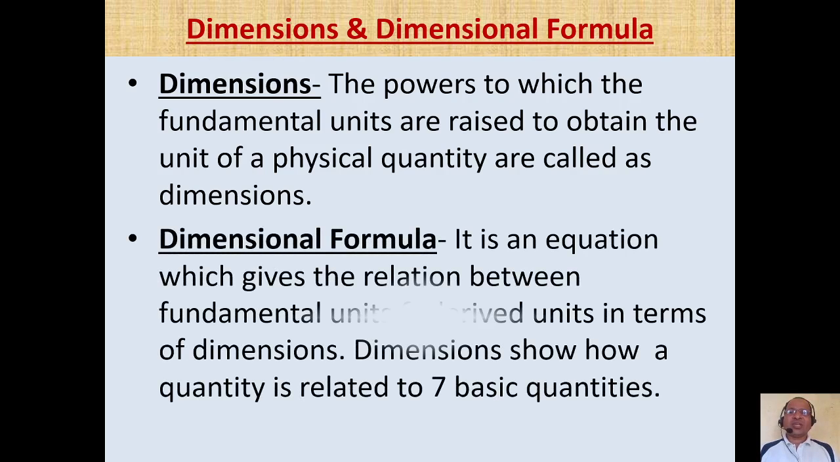From dimensions we can have a dimensional formula, which is just an equation giving the relation between fundamental units and derived units in terms of dimensions. As we know, there are 7 fundamental quantities, and all the derived units depend on these 7 basic quantities. So dimensions give how these various units are related to the 7 fundamental units. Let us see how dimensions are obtained.